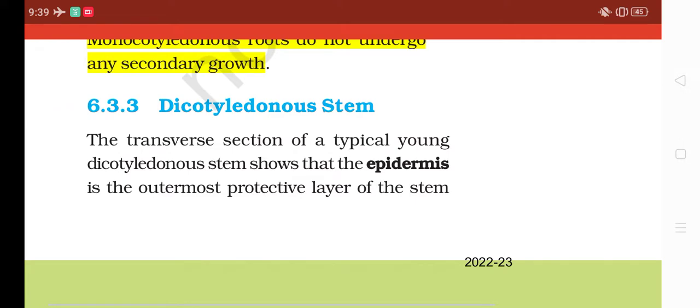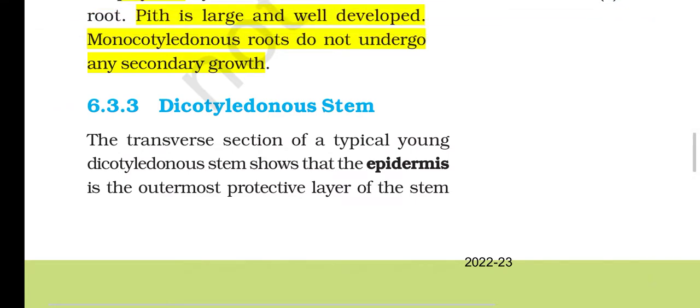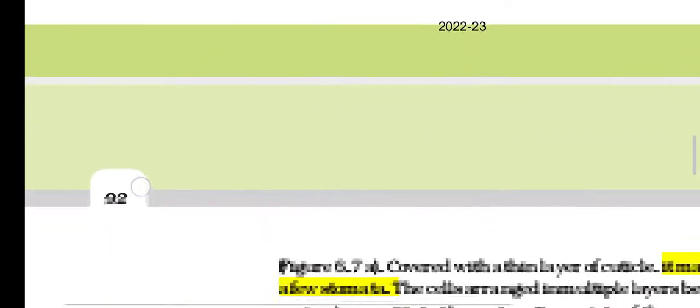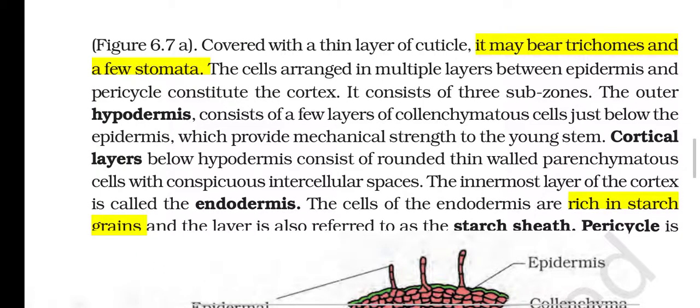6.3.3 Dicotyledonous stem. The transverse section of a typical young dicotyledonous stem shows that the epidermis is the outermost protective layer of the stem, covered with a thin layer of cuticle. It may bear trichomes and a few stomata. The cells arranged in multiple layers between epidermis and pericycle constitute the cortex. It consists of 3 subzones. The outer hypodermis consists of a few layers of parenchymatous cells just below the epidermis, which provide mechanical strength to the young stem. Cortical layers below hypodermis consist of rounded, thin-walled parenchymatous cells with conspicuous intercellular spaces.